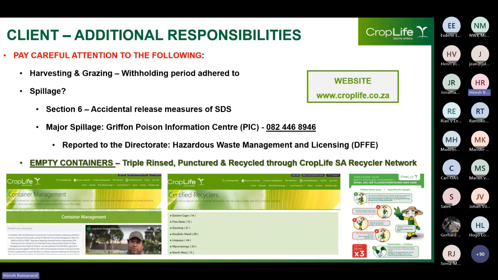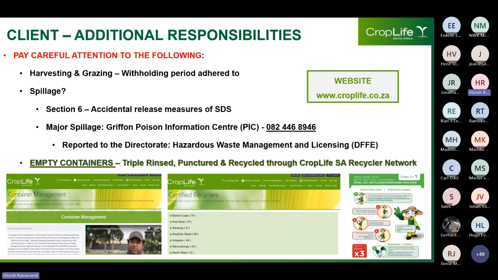Okay, let's continue. Under no circumstances must harvesting or grazing be permitted immediately and within the withholding period after the application. In the event of a spillage, the farmer producer must refer to Section 6, accidental release measures of the relevant safety data sheet for the crop protection product involved.